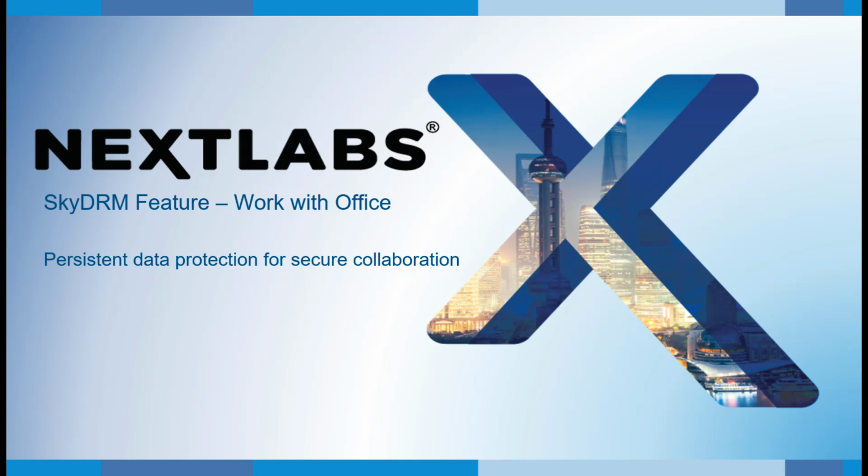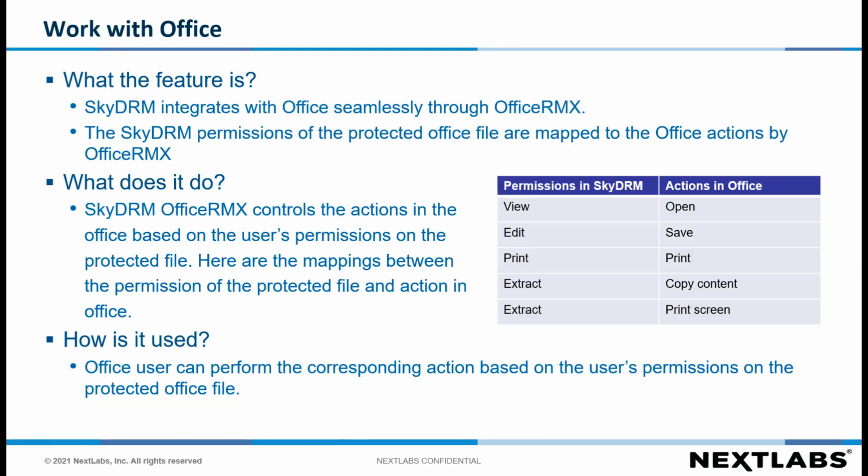Today I will show you the Work with Office feature. SkyDRM integrates with Office seamlessly through OfficeRMX. The SkyDRM permissions of a protected Office file are mapped to the Office actions by OfficeRMX. SkyDRM OfficeRMX controls the actions in the Office based on the user's permission on the protected file.